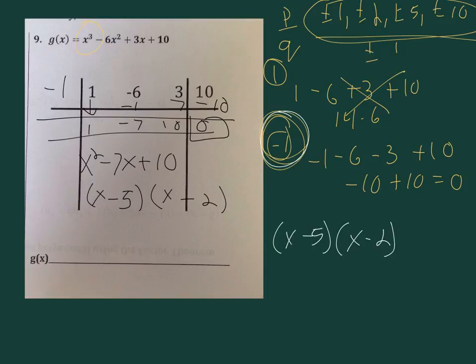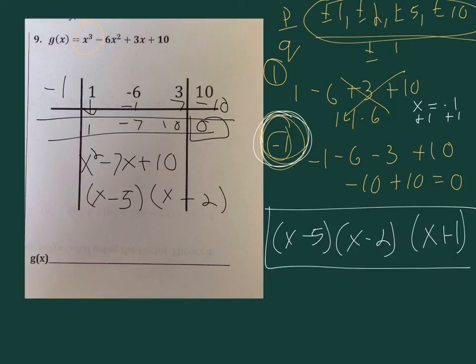Once again, -1 was the solution, so this would be x equals -1, add 1 to both sides, so we get a factor of x plus 1. All right, so this is the fully factored form of the polynomial that we were given. So then for the solutions, that would just be x is equal to 5, x is equal to 2, and x is equal to -1.